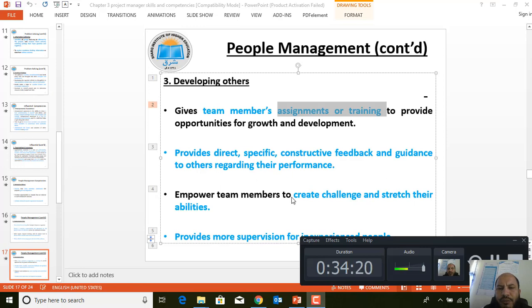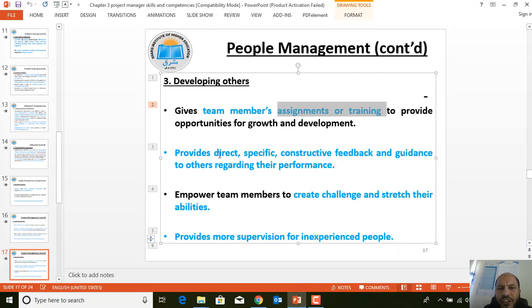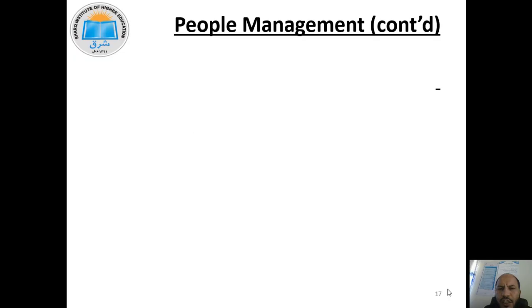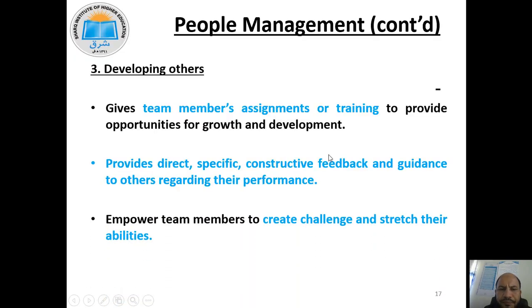Also, along with this, the project manager should provide direction. He should provide constructive feedback, specific feedback, and guidance to others regarding their performance. Through constructive feedback, guidance, and direction, people will understand their weaknesses, and in this way they will improve their performance and they will develop. So it is one of the skills of the project manager to develop their team members or the people who are involved in the activities with him.